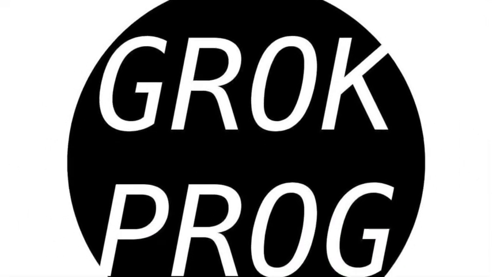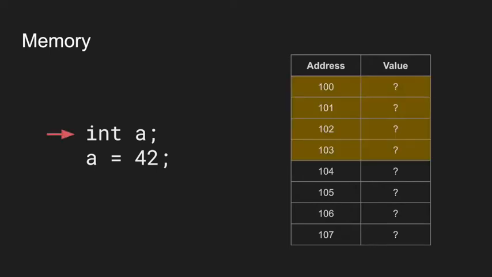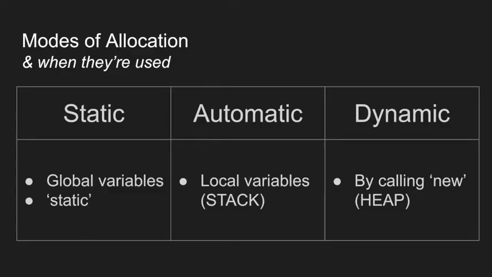This video will explore the basics of memory management in C++. Anytime a variable is declared, some memory is set aside for it. This setting aside of memory for special use is called allocation. Your program's available memory is conceptually separated into two main parts, the stack and the heap, which correspond to automatic and dynamic memory allocation. For global variables and other variables that specify it, there is also static allocation.